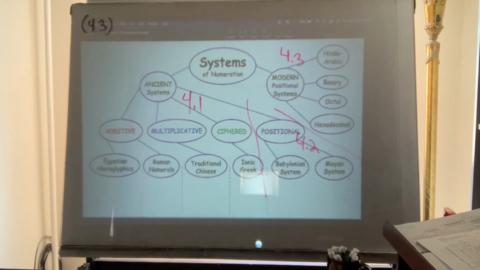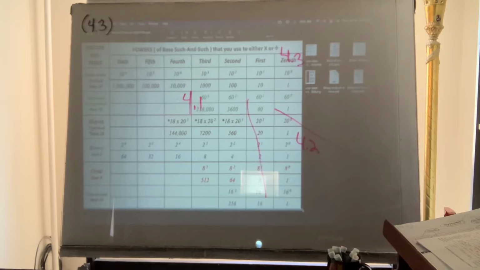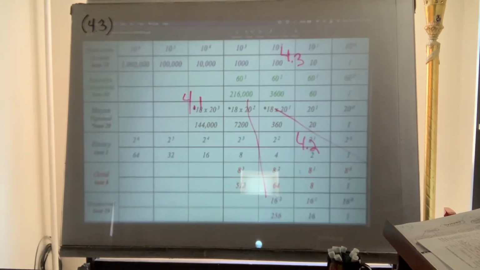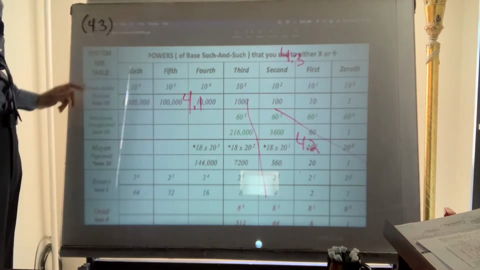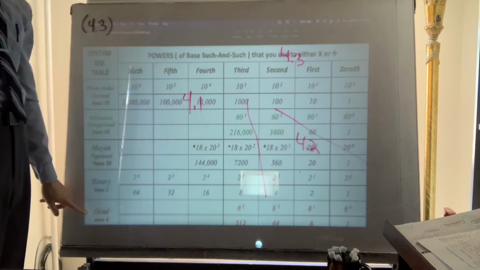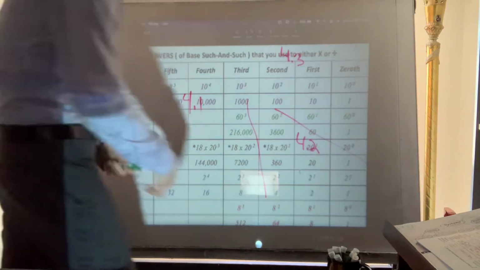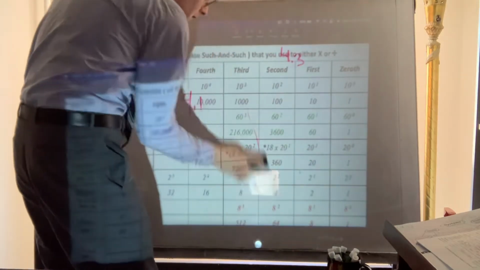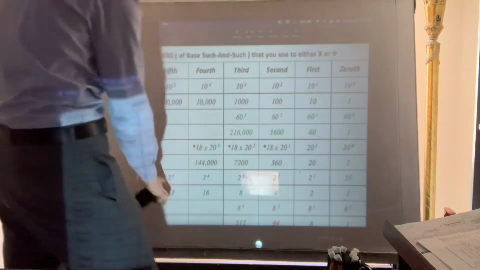Let's see if I can find that diagram. Here's a table included that you might find helpful. This is a reference table I tried to compile of the various systems you're inclined to see. Again, Hindu-Arabic, of course, our system. I'm going to get rid of the mess here. And what the positional values would equate to.